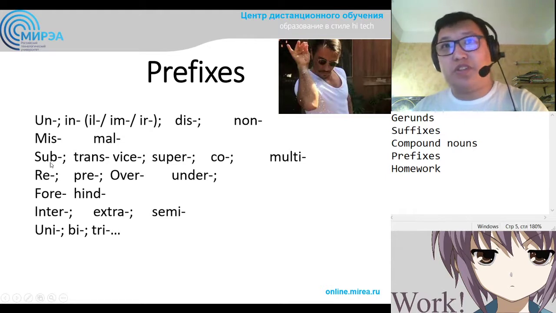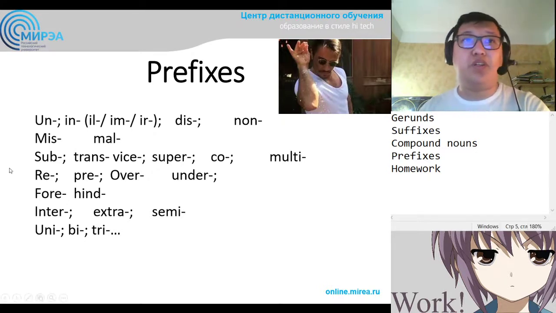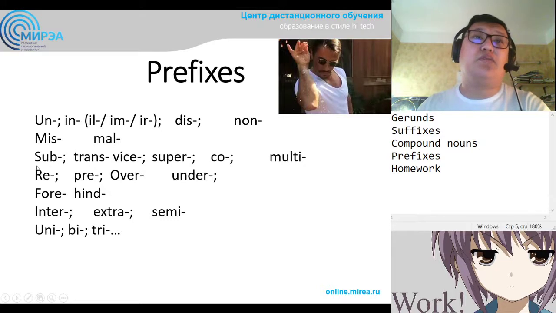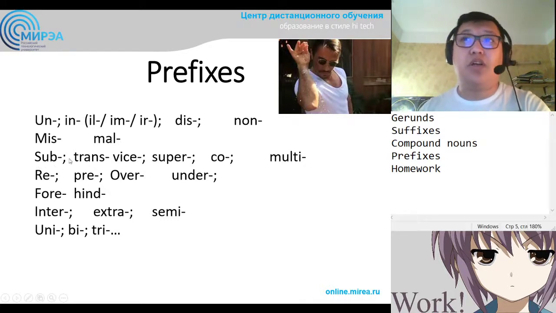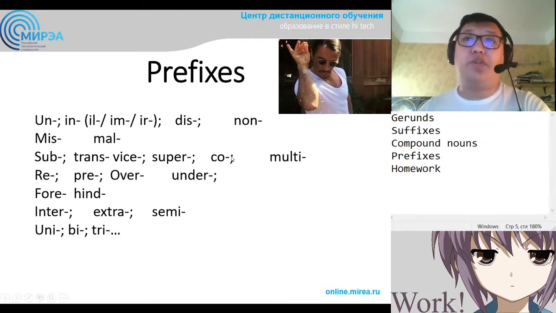Most of these prefixes were also borrowed to the Russian language, so you understand what they mean just by looking at them if you are well educated enough. So, sub meaning under, and multi meaning many things, like multimedia, multi-use, multi-purpose, multi-user interface. Co means doing together, coexist, cooperate, coordinate.